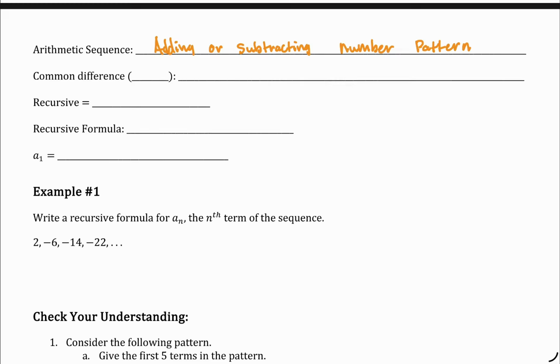Now, there's something called the common difference, which we denote with a d, okay? The common difference, okay? That is the number being added or subtracted, okay? All right, so the common difference is the number that is either being added or subtracted. That's how you get from one number to the next number in an arithmetic sequence, okay?